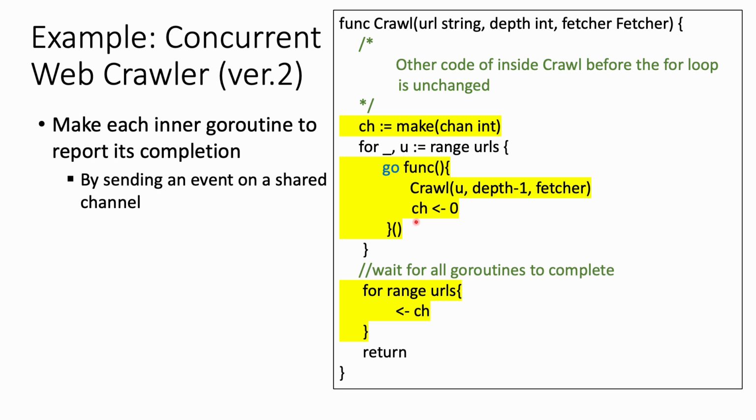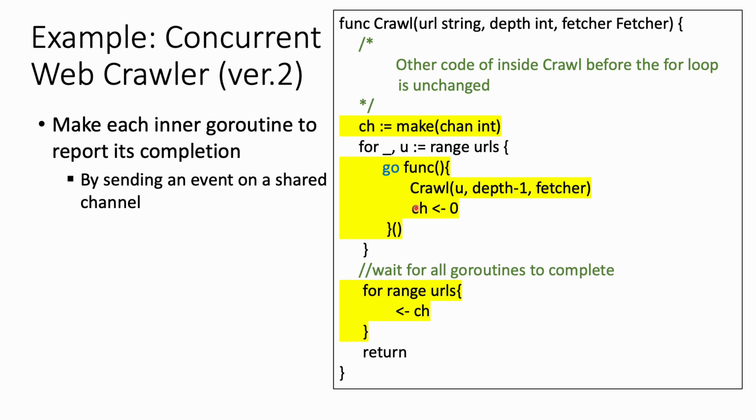The send operation must be executed right after the completion of the call to crawl in the loop body. So we need to place both the function call crawl and the send to ch in the same goroutine. This is done by wrapping them inside a function and calling that function with the go statement.